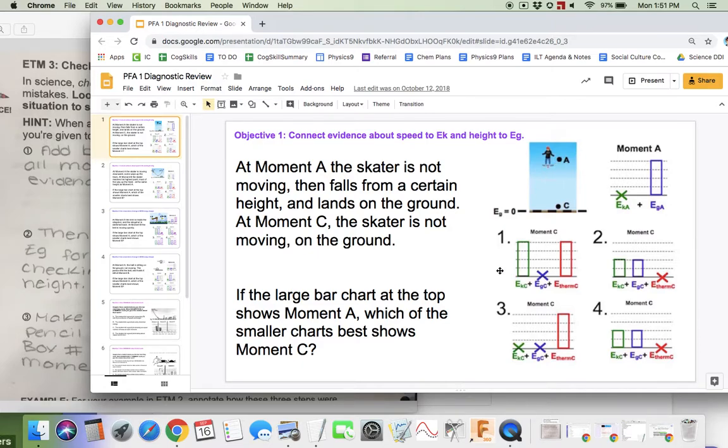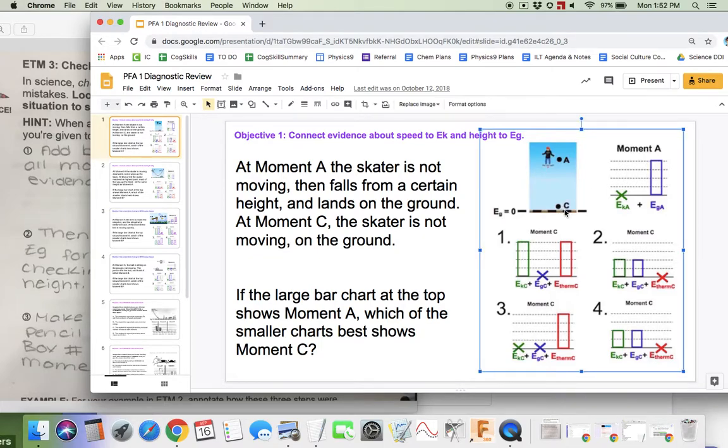Looking down at the options, I can tell my evidence shows me that he's not moving at moment C, so I need to choose a bar chart that shows 0 kinetic energy at moment C. This option 1 doesn't work because the green bar is up here at 4. This option 2 doesn't work because the green bar is up here at 2. And option 4 doesn't work because the green bar is up at 2 also. In fact, answer choice number 3 is the only choice that could be correct when I look only at the evidence about speed.